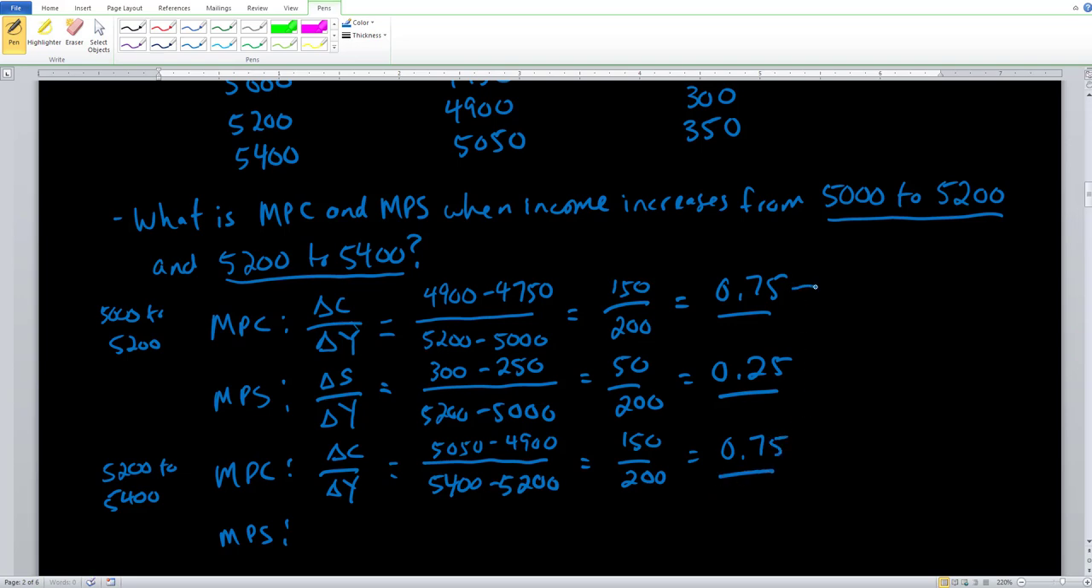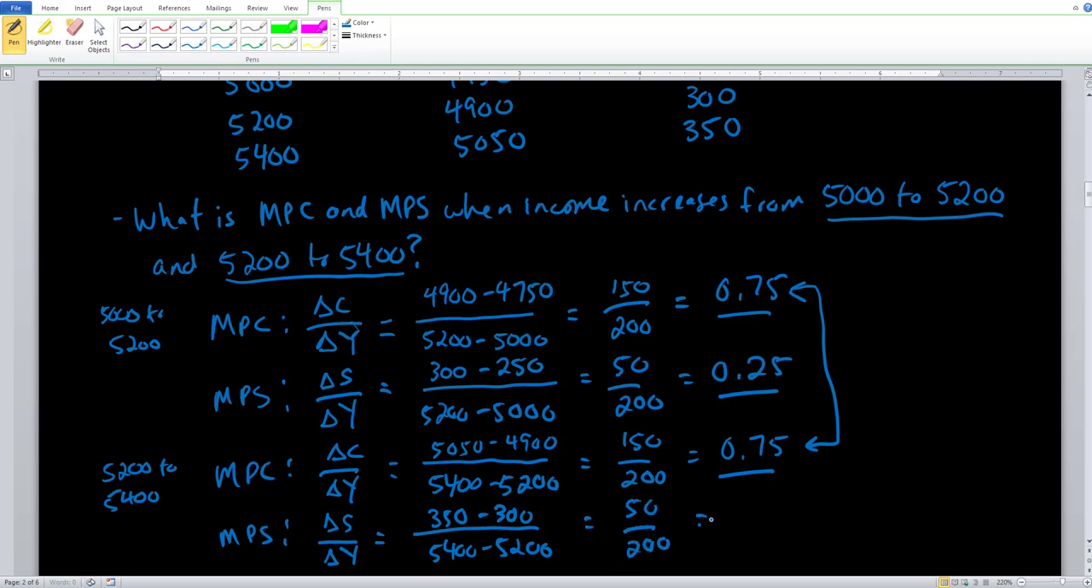So here, we're noticing that, hey, these calculations are exactly identical to one another. Is it going to hold true for savings, for MPS? Well, yes. So here, once again, just doing a little bit of longhand, change in S over change in Y. The denominator always stays the same, 5,400 minus 5,200. And then savings, we went from 300 to 350. 350 minus 300. So 50 over 200, which will give us 0.25. So once again, we notice that, hey, this calculation is the same exact one from before, from the first problem.